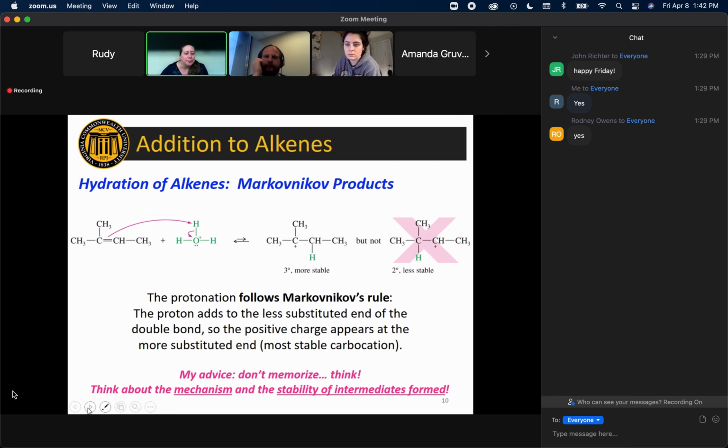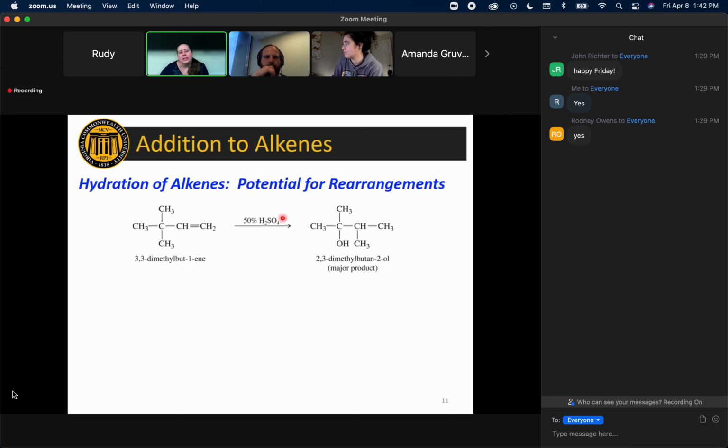Okay, so we've been talking about adding water to alkenes, the hydration of alkenes. If I have this particular alkene and I want to add water across this double bond, it turns out that I am out of luck. I cannot do that in an efficient manner using this hydration that we've talked about, where we have dilute acid, in this case, dilute sulfuric acid.